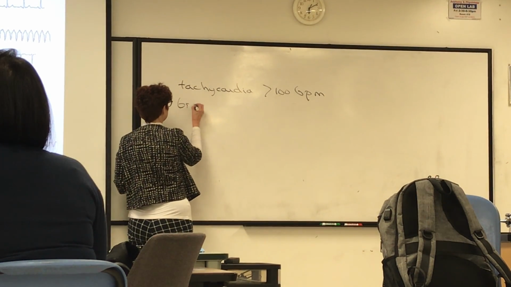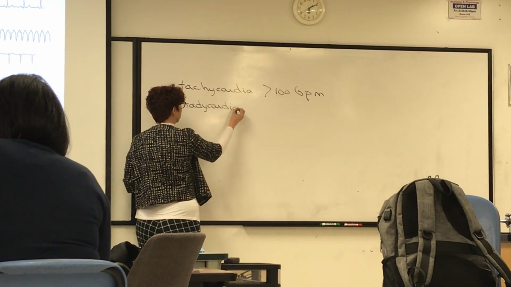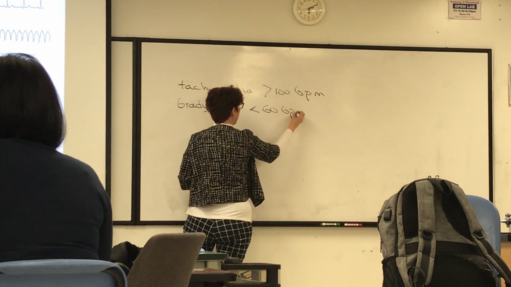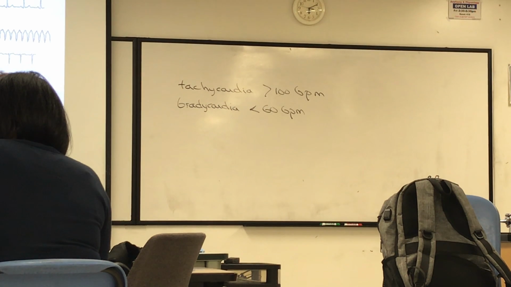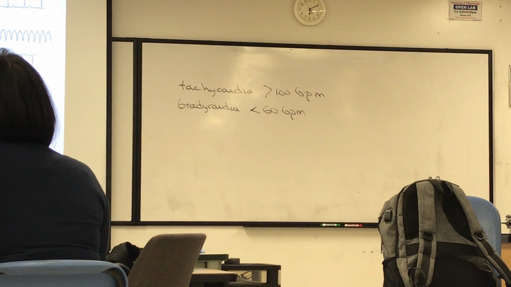Bradycardia is typically less than 60. Although, again, for some people that would not be abnormal until it got down to less than 40. All right, so that's just variations. You don't have to know the difference between sinus types. It has more to do with the sinoatrial node.